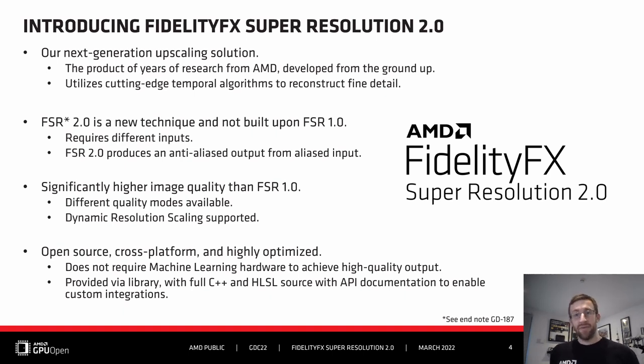Which brings me to FidelityFX Super Resolution 2.0. FSR 2.0 is our next generation temporal upscaling solution, developed from the ground up after years of research. This is not built upon FSR1. It uses cutting-edge temporal algorithms to reconstruct fine detail and produces an anti-aliased output from an aliased input. The increase in quality over FSR1 is a significant leap, with different quality modes available such as ultra performance and support for dynamic resolution scaling. FSR 2.0 will be released on AMD GPU Open for cross-platform use, and it's highly optimized. Lastly, FSR 2.0 does not require machine learning hardware to achieve high-quality outputs, and implementations are provided via a library with full and open C++ and HLSL source code.